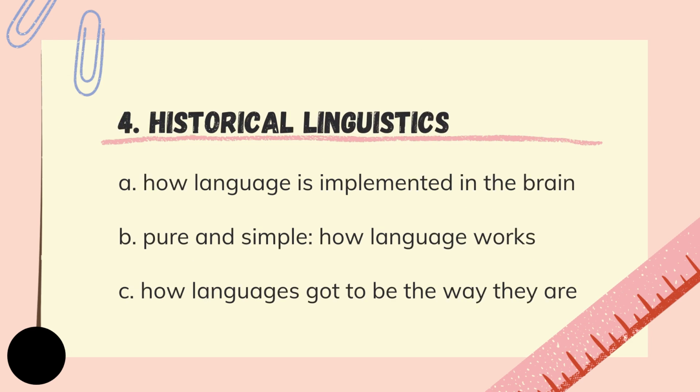All right, number 4, historical linguistics. Is it letter A, how language is implemented in the brain? Or letter B, pure and simple, how language works? Or letter C, how languages got to be the way they are? Number 5, or the last number, we have psycholinguistics. Is it letter A, how language is implemented in the brain? Letter B, pure and simple, how language works? Or letter C, how languages got to be the way they are?